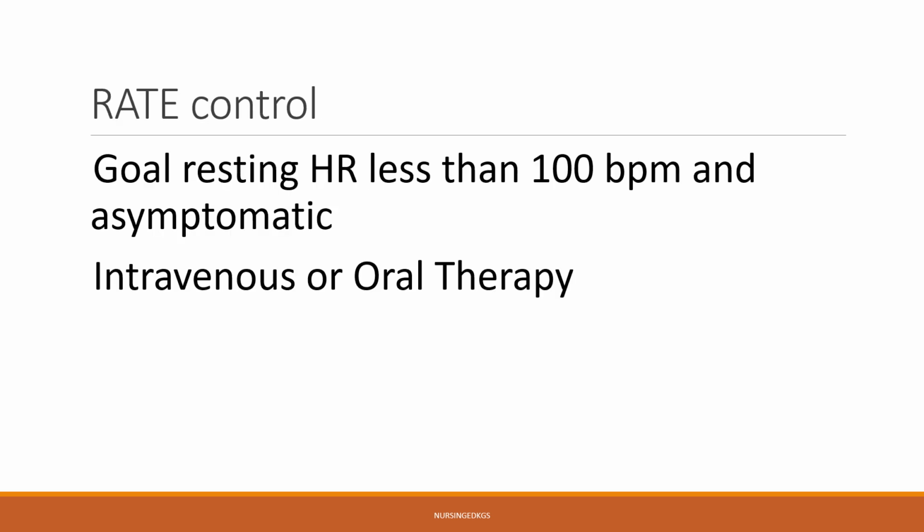So we're going to look briefly at rate control. Now, the goal is to get the patient's heart rate less than 100 beats per minute, and also that a lot of these symptoms that are associated with atrial fibrillation, including the palpitations, the shortness of breath, the anxiety, and the fatigue, also go away. And this can be achieved by intravenous therapy or oral therapy.